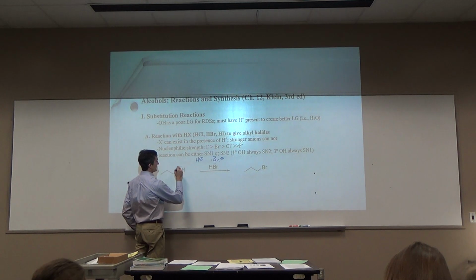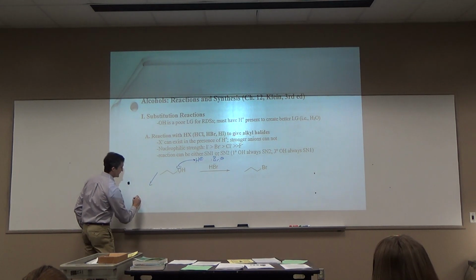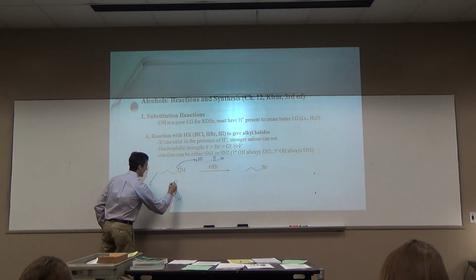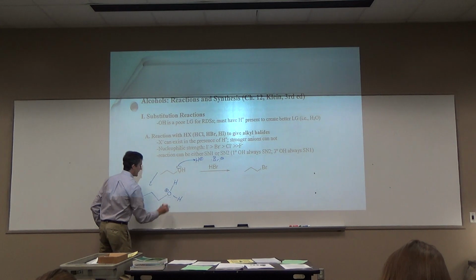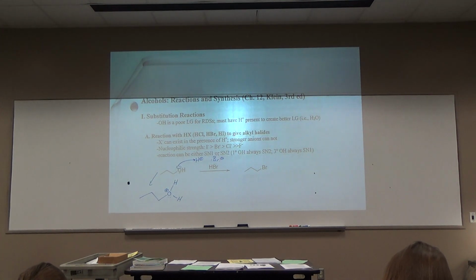These electrons, all right, we can protonate. We've got to make the OH a better leaving group, so we protonate the alcohol. What's the next step? Leaving group leaves.